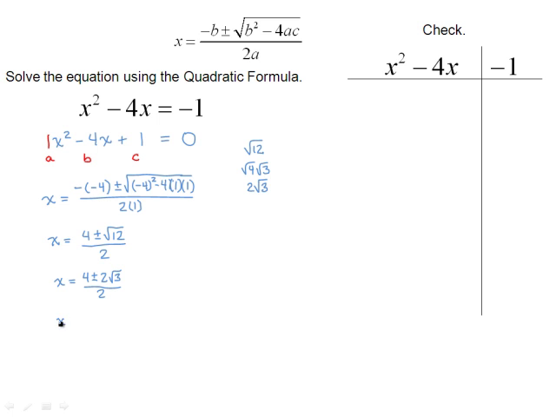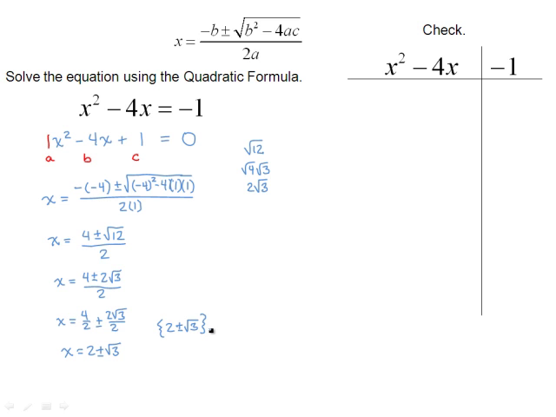Finally, we know 2 is the denominator for both. So we'd have 4 divided by 2 plus 2 square root 3 divided by 2. And this would give us x equals 2 plus or minus the square root of 3. And that should be our solution set, 2 plus or minus the square root of 3. Well, that's our proposed solution.